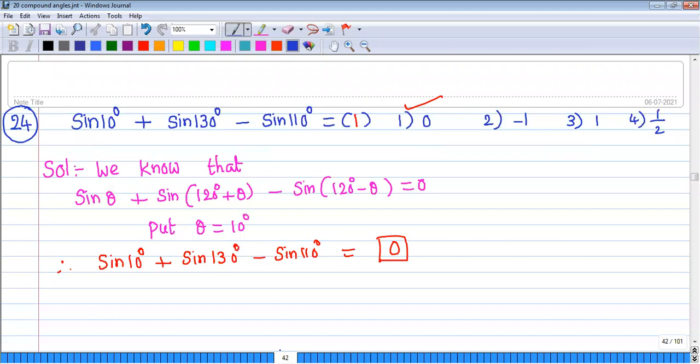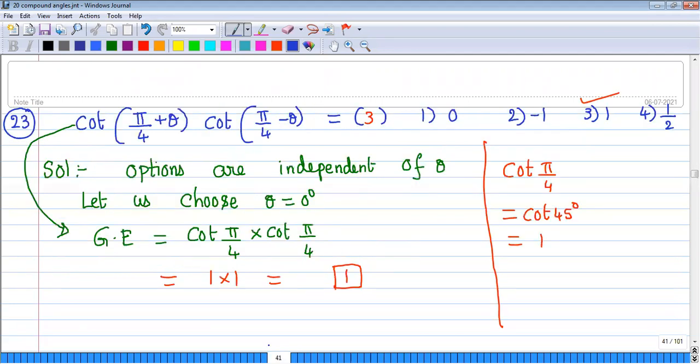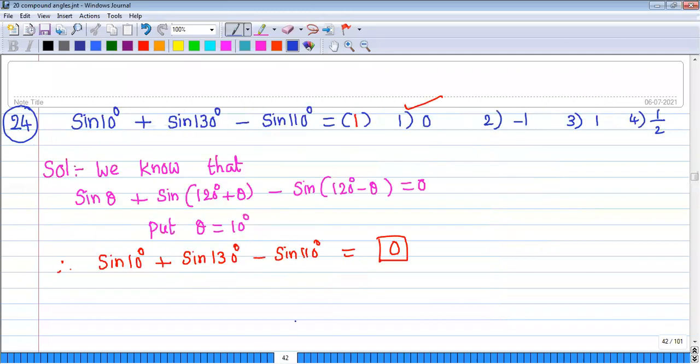Third option 3, sir. Okay, good try. 41 page also. Forty-two page. Okay, sir. Thank you, sir.